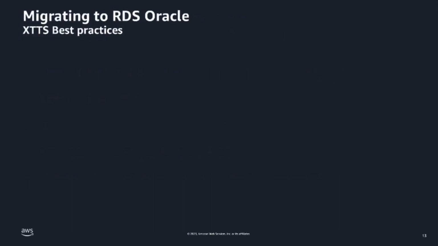Now, let's look at some of the best practices to use XTTS with RDS Oracle. Check prerequisites for source and target. Some of the prerequisites, as we discussed earlier: compatible release level, time zone version, database and national character set, picking a self-contained set of tablespaces, then checking the limitations around transportable tablespaces and XTTS.